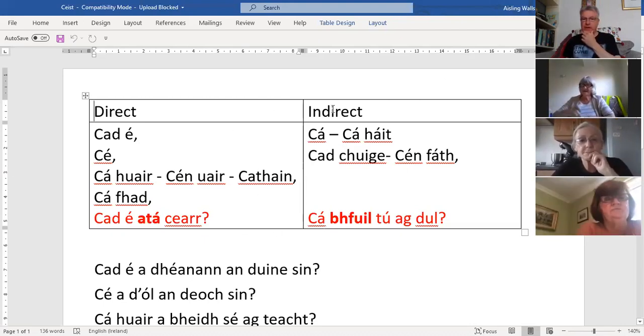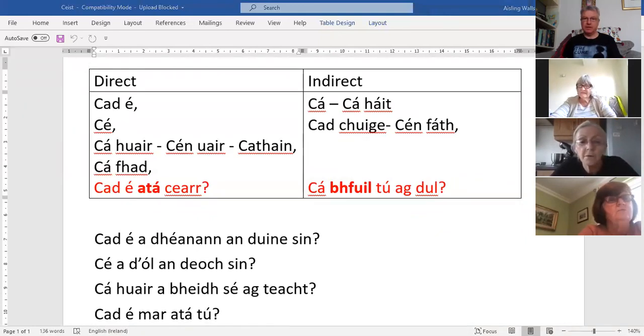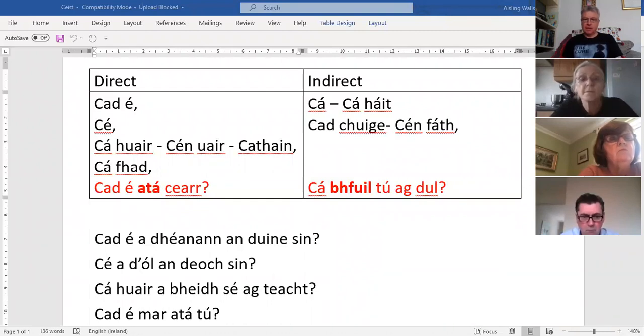As far as this direct and indirect is concerned, I was just looking earlier for something, and I put it into the chat. Can you all see the chat at the bottom of the screen? There's a link there which takes you to this website here. Can you all see that? I'll have to share that. It's that link you can see there. It brings you to BBC Plus.